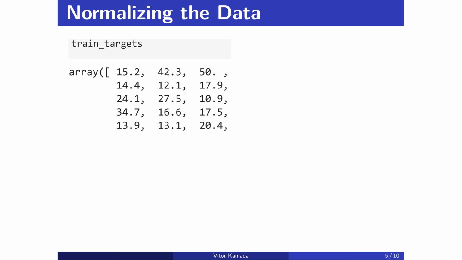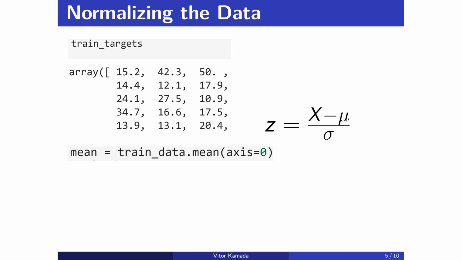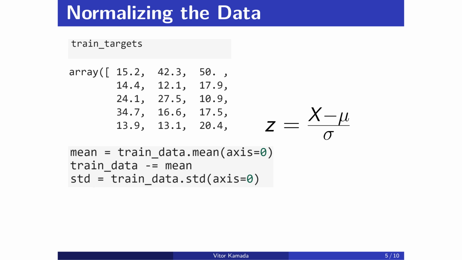Let's now standardize the data. Remember that the z-score is the variable x minus the mu of x, that is the mean, divided by the standard deviation of x. Let's code it. First we create the mean: train data mean, axis 0. 0 is the row. That means we average over the rows. Then from the train data we subtract the mean. Now let's create the standard deviation: train data standard deviation, axis 0. Then we divide the train data by the standard deviation.